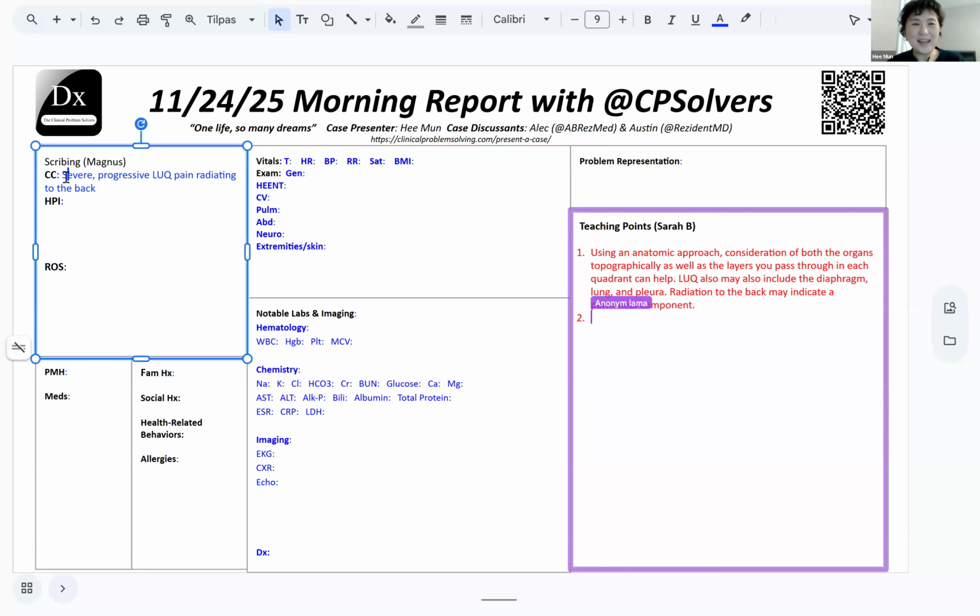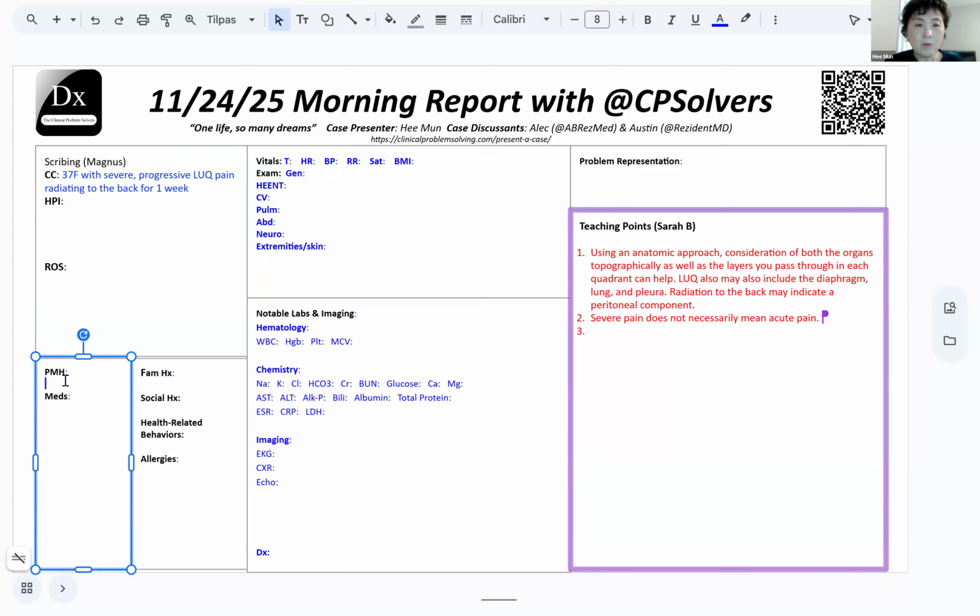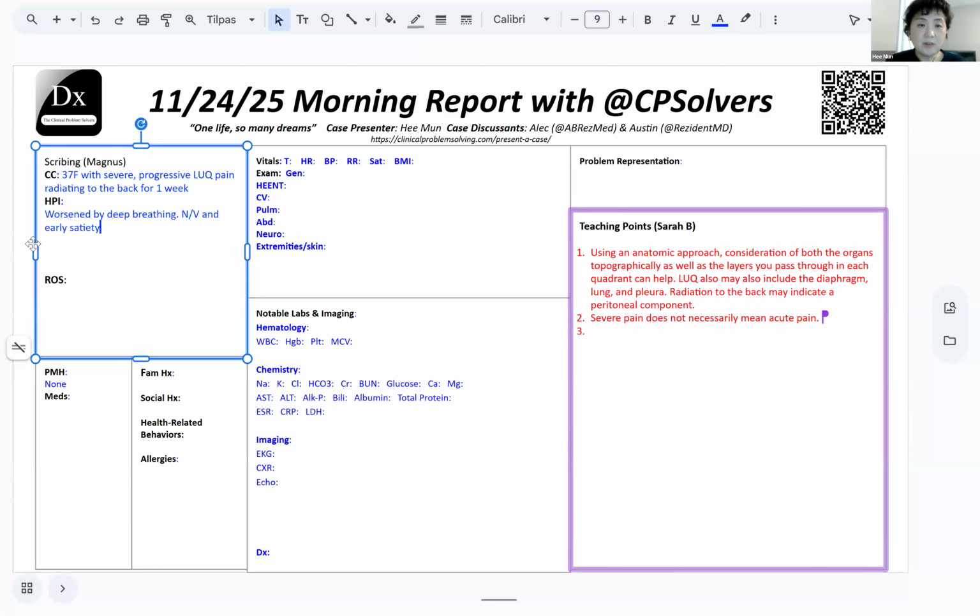Yes, amazing discussion. I think I can answer some of your questions. So let's just start with the HPI. A 37-year-old female with no significant past medical history presents with one week of severe progressive left upper quadrant pain radiating to the back, worsened by deep breathing and meals. She reported nausea, vomiting, and early satiety. She had a transition to loose stool but denied jaundice, constipation, urinary symptoms, or hematuria. She reports no trauma, no animal exposure, no travel, and no recent medication use. And also no family member has similar symptoms. I will stop here.